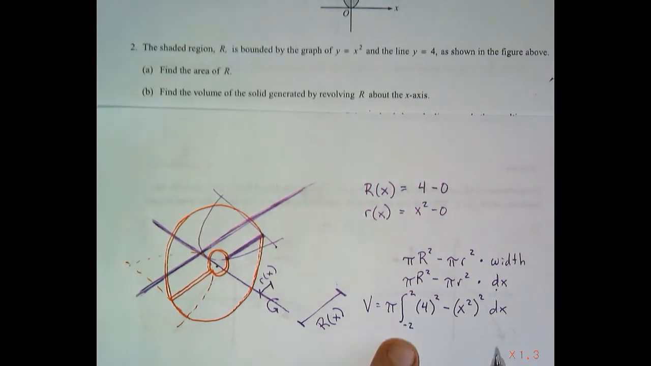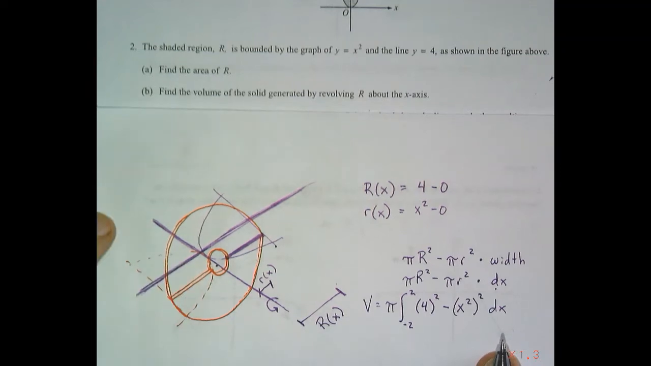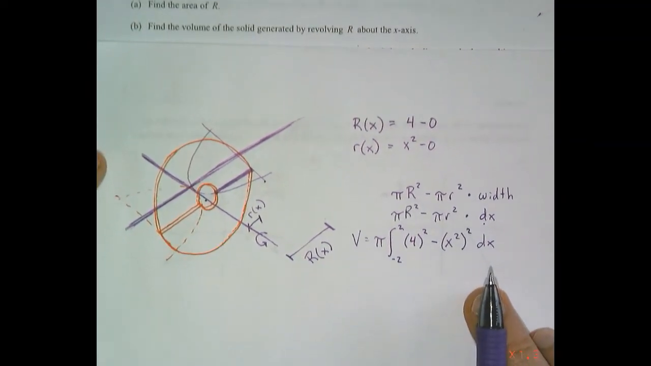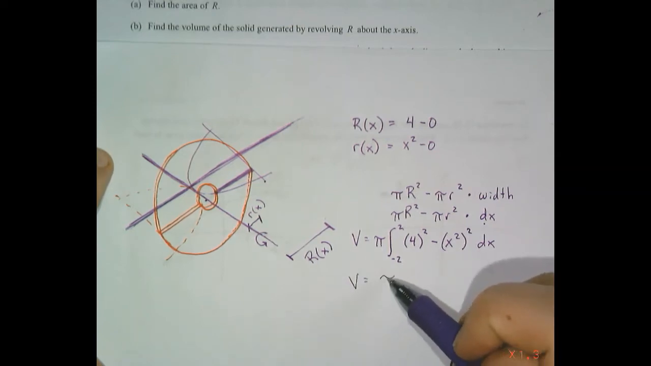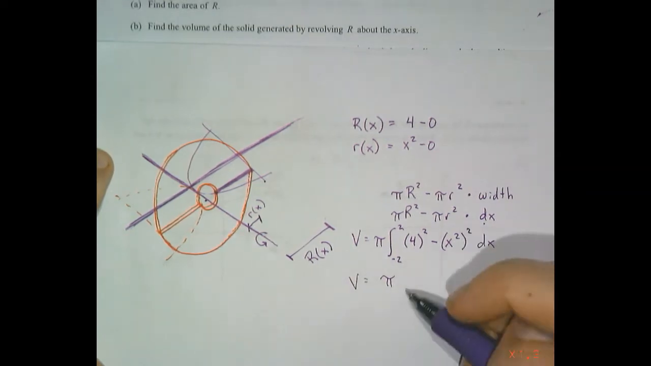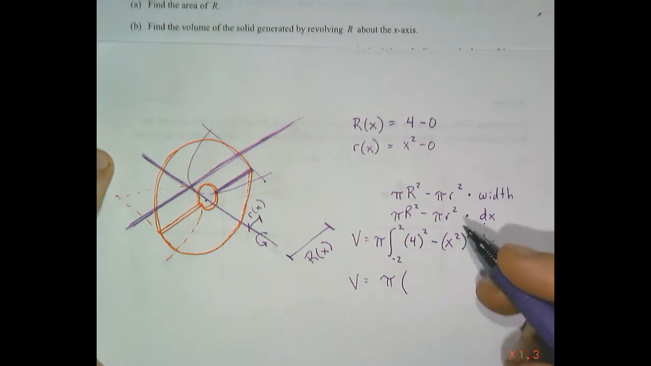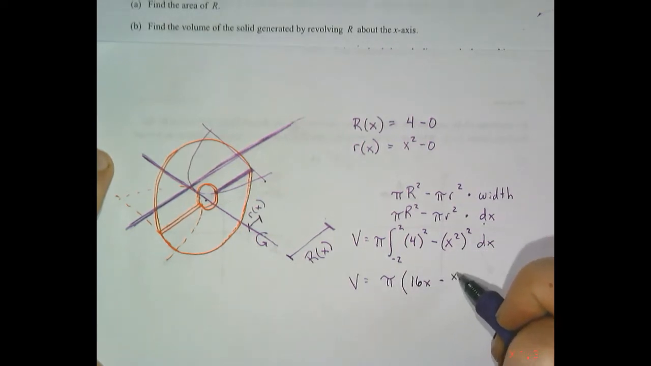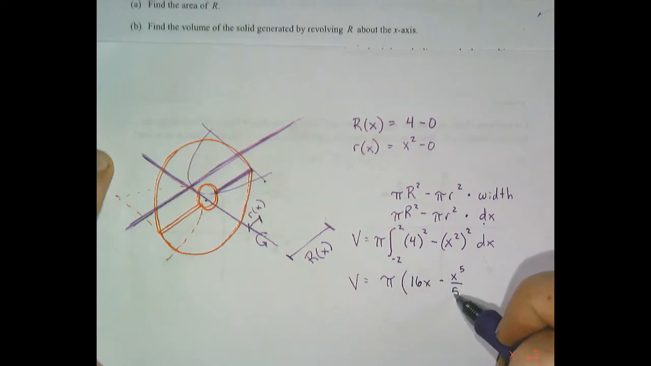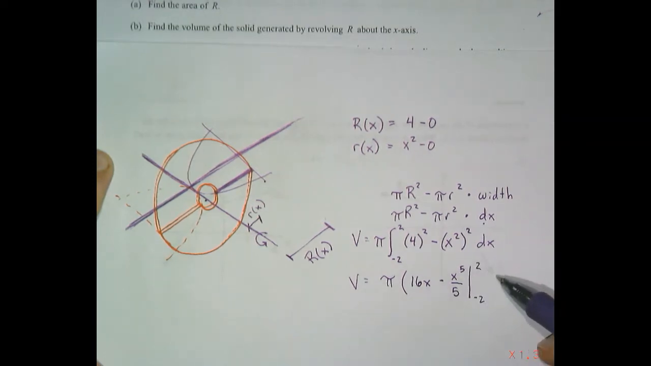And sometimes we can get away with just writing the volume equation. On this particular problem, they actually ask us to evaluate the integral. So to find the volume, we're going to have to do the calculus. So volume is pi. The antiderivative of this integrand is 16x minus x to the 5th over 5. And that is going to be evaluated from -2 to 2.